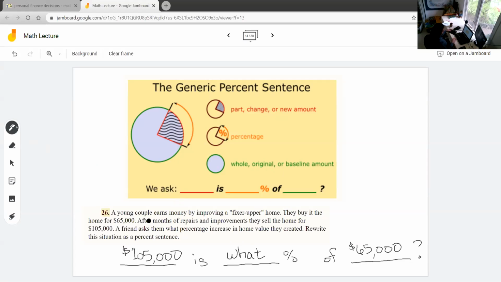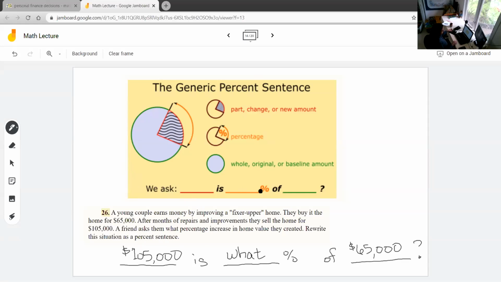And if I solved this using either method I just did, I would get something a little bigger than 100%. I would get, what is it, 105 divided by 65. I would get about 162%. So percents can be bigger than 100%. Right? They didn't quite double the value of the home. It wouldn't be 200%, but it's bigger than 100%. Right? They've made almost 40,000 dollars.